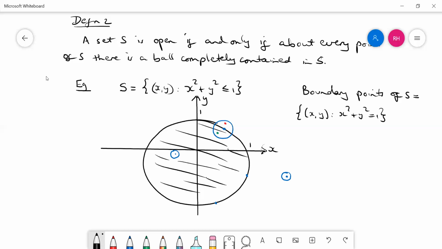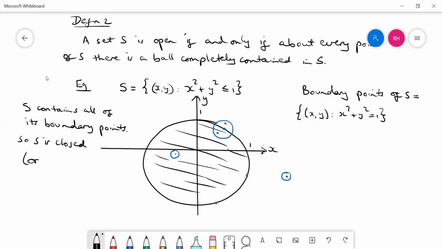So now we look at this and we say, does S contain its boundary points? All of them? Yes. So S contains all of its boundary points. So S is closed, or if you want, a closed set. Let's try and spell this correctly.